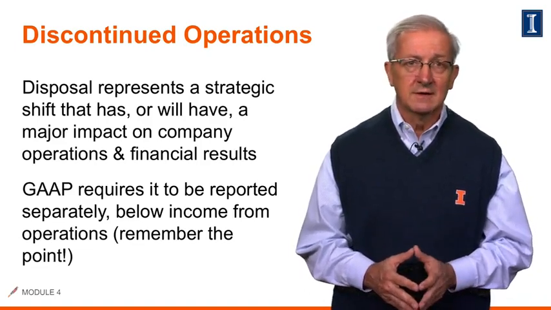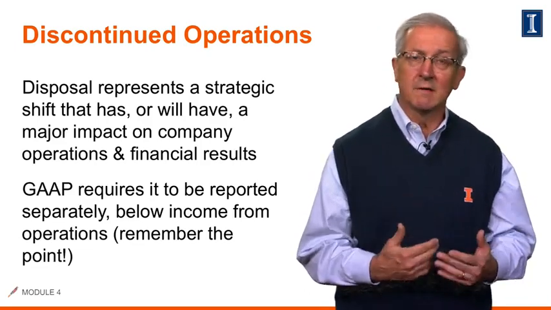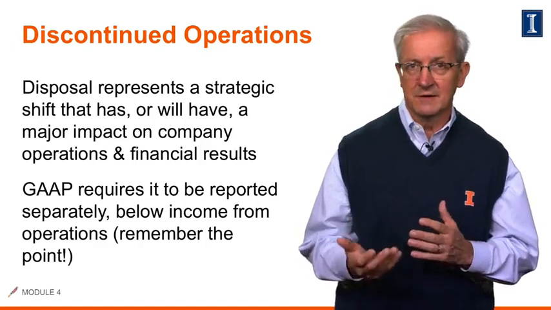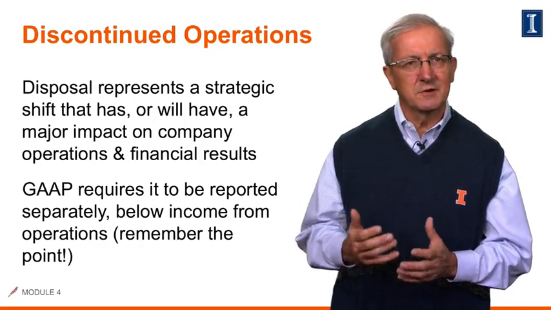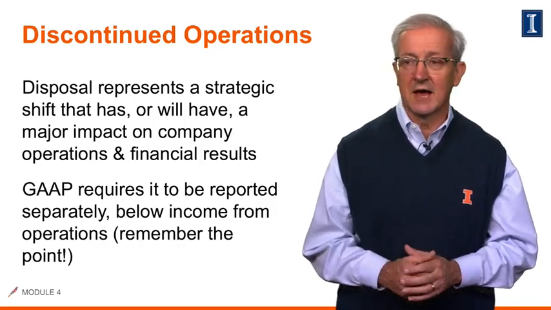As you recall, GAAP requires separate reporting below income from continuing operations, which allows our reader, such as the investors and creditors, to make much better decisions and also do a better job of forecasting the future recurring cash flows.